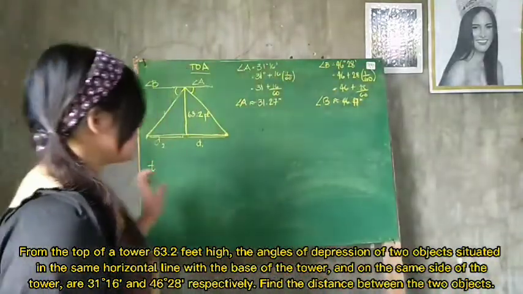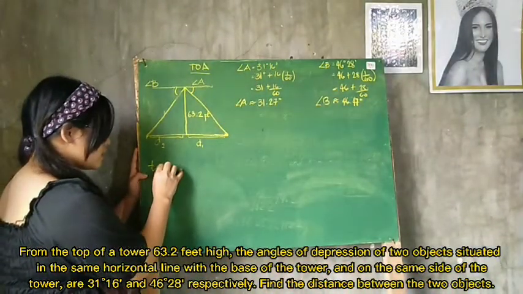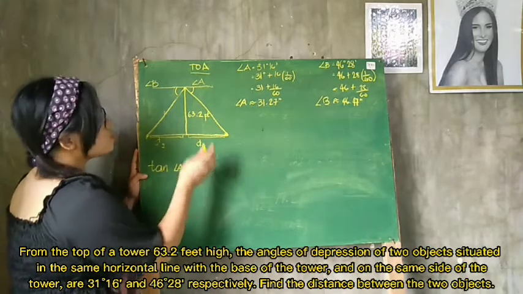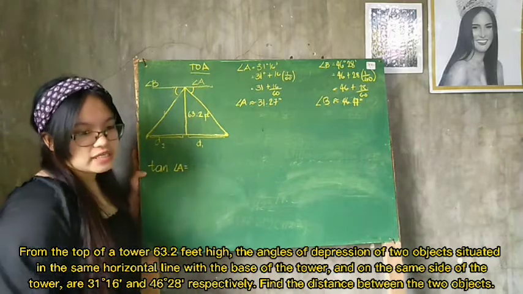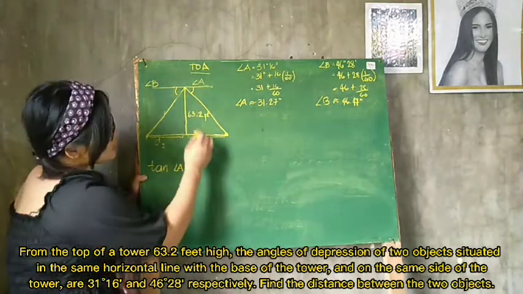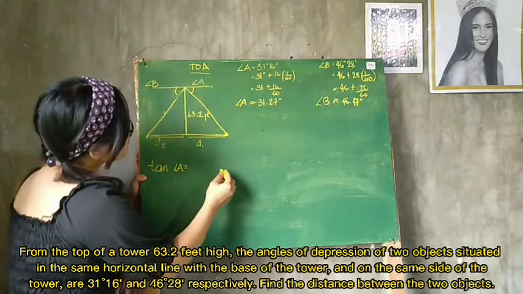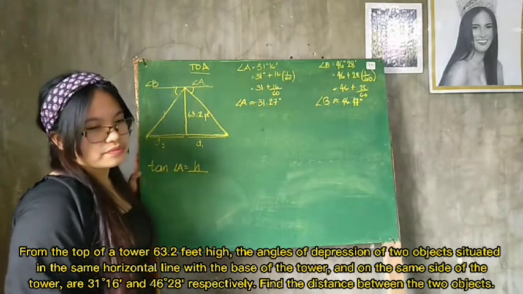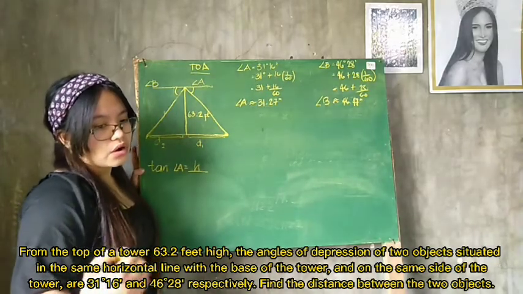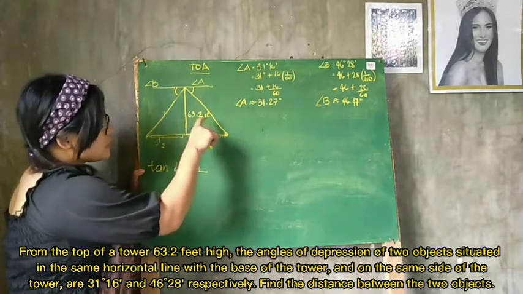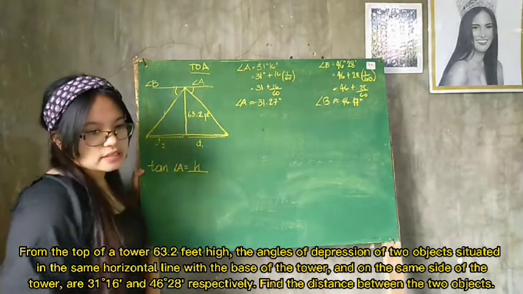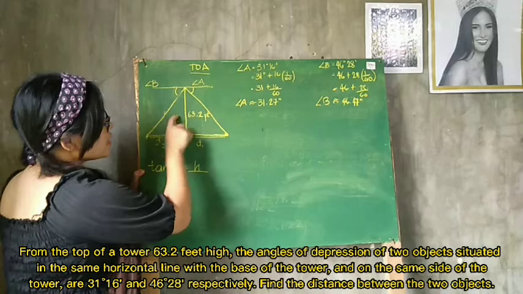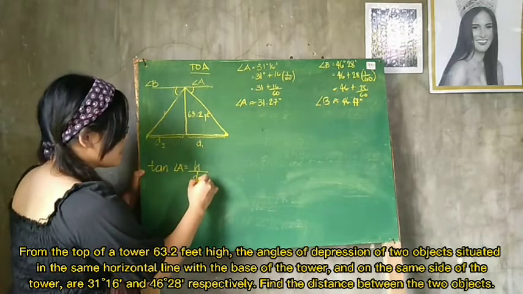Okay, let's change sides again. We have tangent angle A is equal to opposite over adjacent. So our opposite is the height, the height over the adjacent. So our adjacent is this, the height over the adjacent, which is the distance 1.